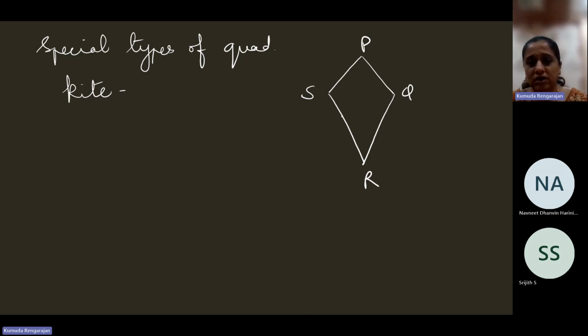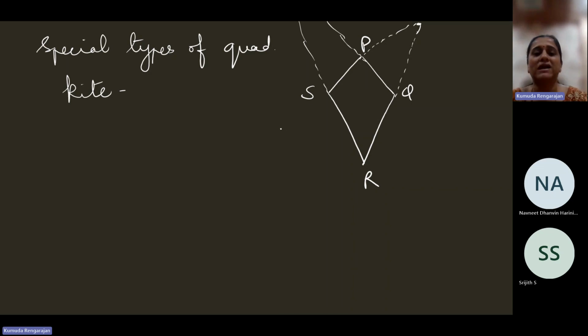Now, in this figure, opposite sides will not be parallel. Will not be parallel means if you produce them, they'll meet at a point. When you produce the opposite sides, they'll meet somewhere. That means the opposite sides are not parallel. If they are parallel, they'll not meet.